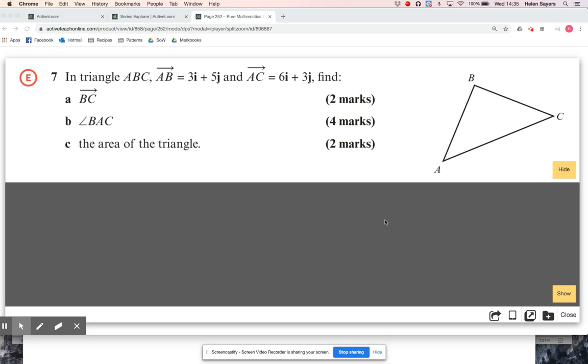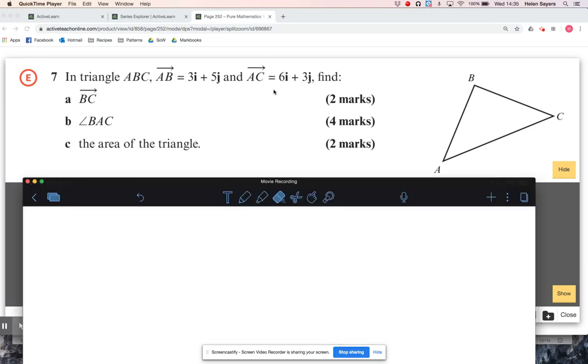Okay, we're looking at mixed exercise 11 from the first year textbook. It's on vectors, and we're doing question 7. I'm given a diagram, but I'm told that vector AB is 3i plus 5j, so that's 3 to the right and 5 up, and AC is 6i plus 3j, and the first thing they want is BC.